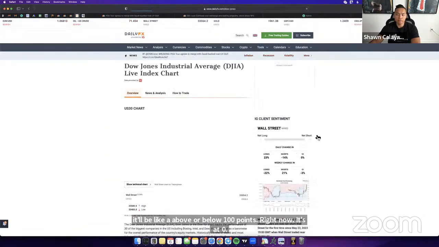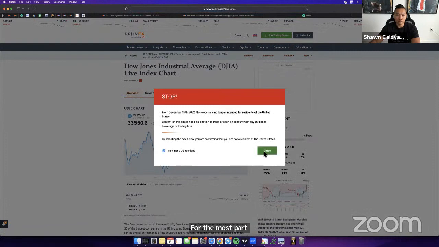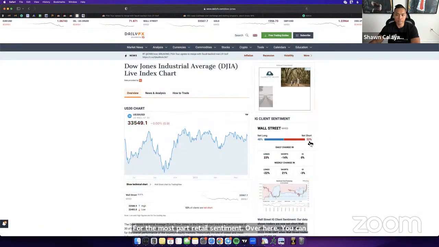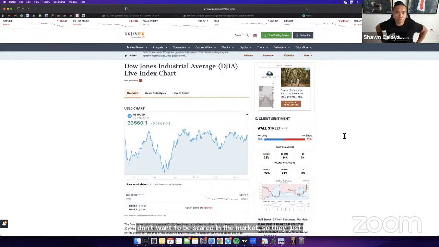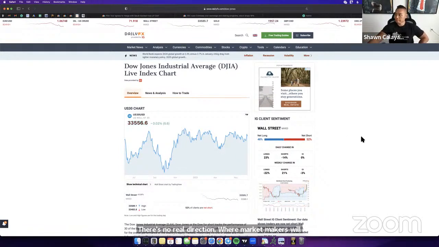Retail sentiment over here, you can see the number starts to get smaller and smaller. From the beginning of the session, the retail sentiment was about 56%. It's now down to 52%. So you can see that a lot of retail traders are actually pulling out of their positions. They feel the same way we do right now. They don't want to be scared in the market, so they're just pulling out. So with them pulling out, there's no real direction where market makers will push, because they can't really stop anybody out if nobody's in the market, right?